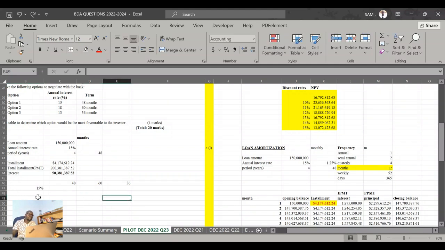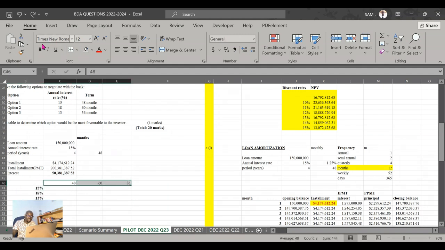So that one will be option 1. Option 2 is saying if I repay back the loan in 60 months, then my annual interest rate will be 18%. So I will also bring the 18% annual interest rate for that option 2. Then option 3, if I have to repay back the loan in 36 months, then the annual interest rate will be 13%, like that.